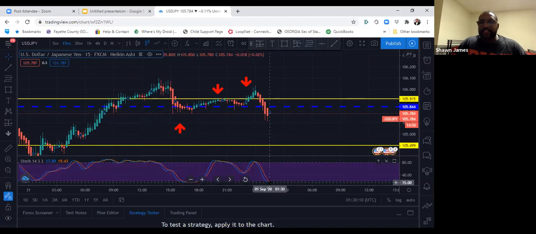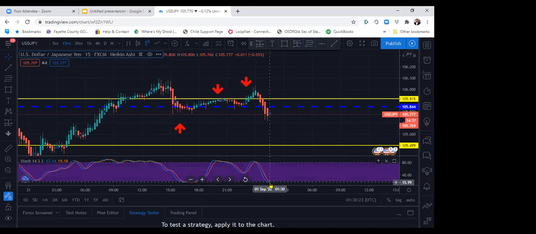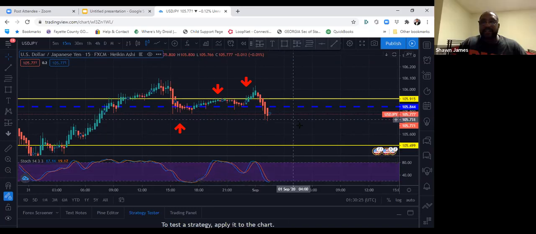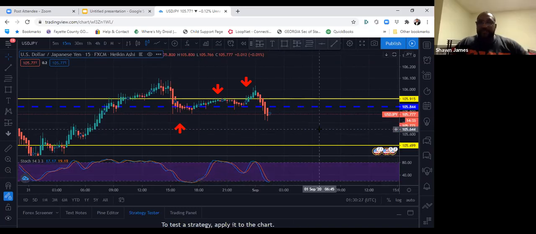Now, the only issue is you see your stochastic is near the bottom, so it's possible it could turn. It could. So I would probably look at maybe this would be a point to get out. I take my pips, get out.